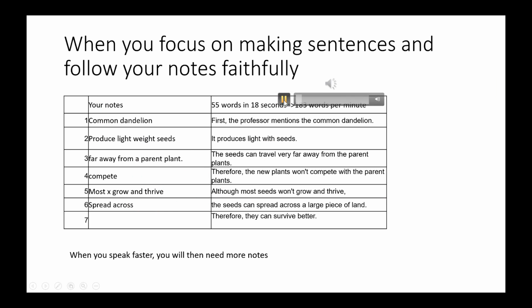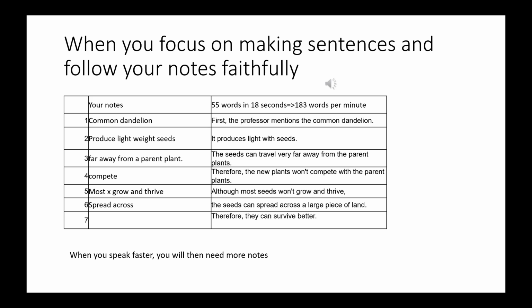First, the professor mentions the common dandelion. It produces lightweight seeds. The seeds can travel very far away from the parent plants. Therefore, the new plants won't compete with the parent plants. Although most seeds won't grow and thrive, the seeds can spread across a large piece of land. Therefore, they can survive better.